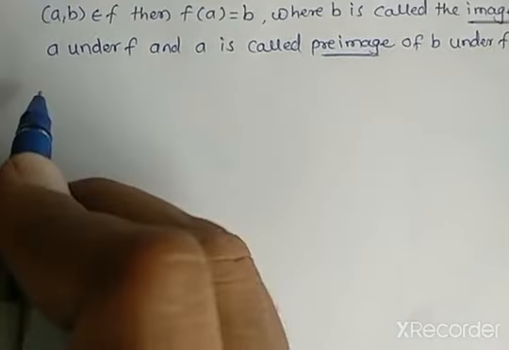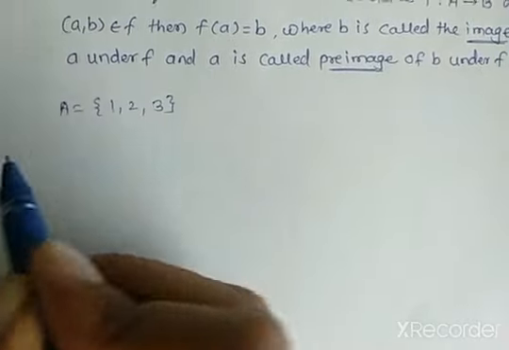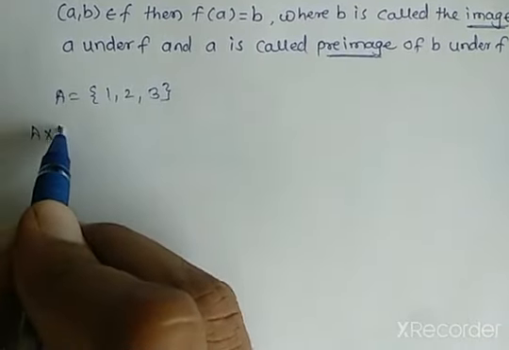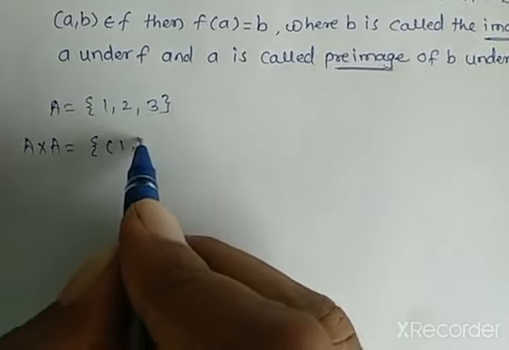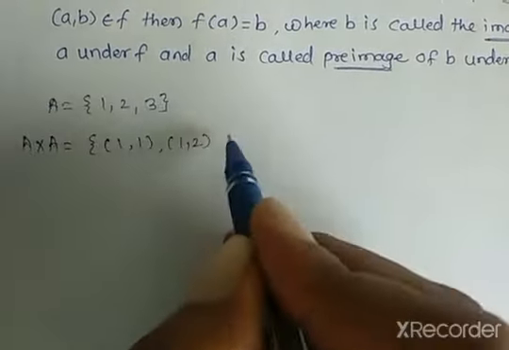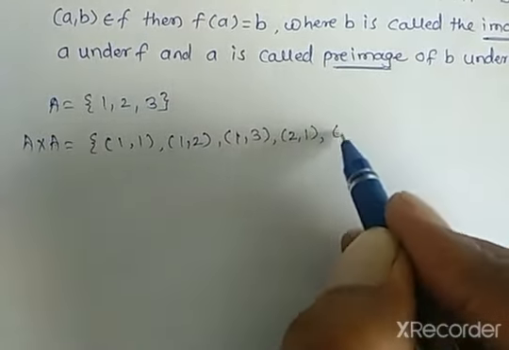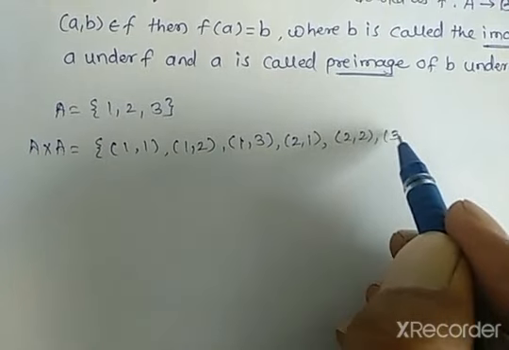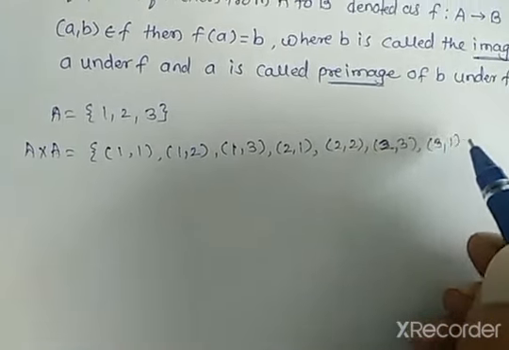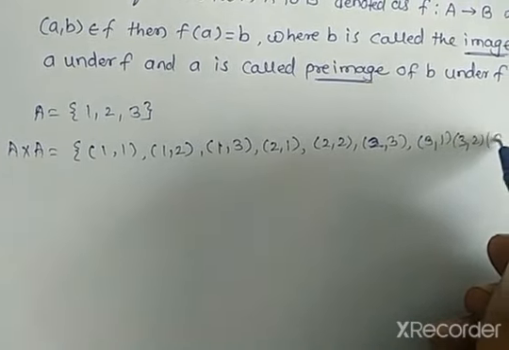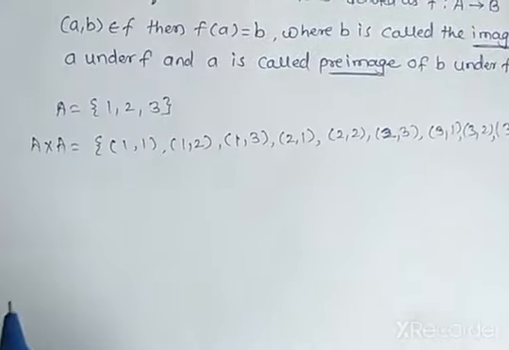Now suppose we consider a set A = {1, 2, 3}. Then its Cartesian product A × A consists of the ordered pairs (1,1), (1,2), (1,3), (2,1), (2,2), (2,3), (3,1), (3,2), (3,3). This is our Cartesian product of A.